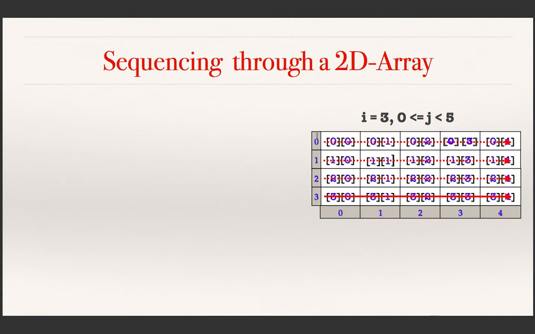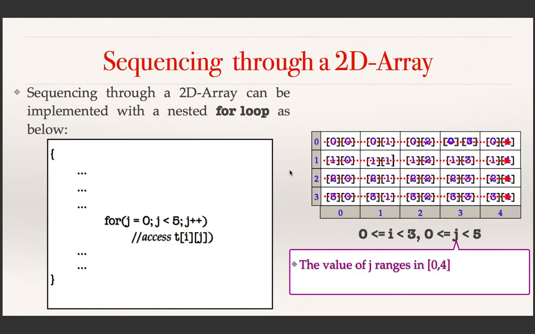Okay, so we need to first set i as 0, then for i equal to 0, move j from 0 to 4. Let us see how we can write this as code using for loops. So, sequencing through a two-dimensional array using for loops. To process a row, we need to vary the value of j from 0 to 4, which is less than 5, up to 4.